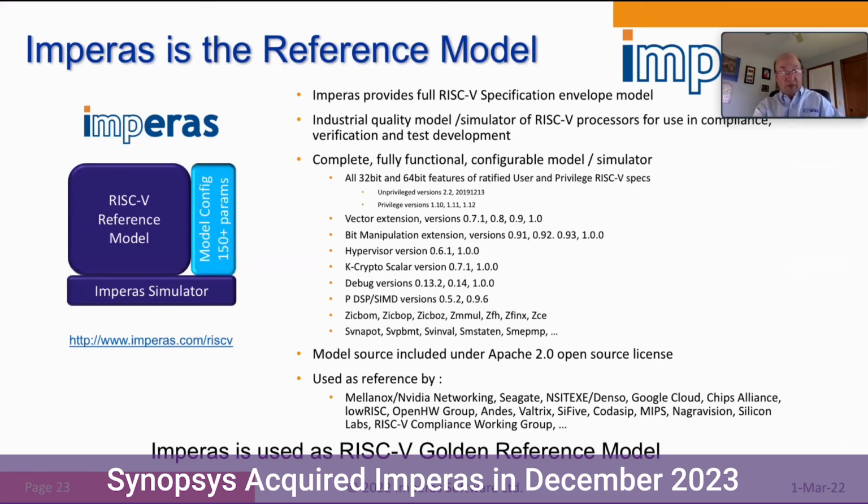Kevin showed this slide where we've got the reference model. We've also got model configuration. So there are over 150 different parameters to modify the Imperas reference model. And that's just within the RISC-V specification. And then this model and config file run with the Imperas simulator.